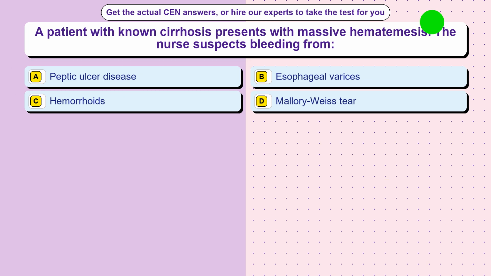Question 49. A patient with known cirrhosis presents with massive hematemesis. The nurse suspects bleeding from: Option A, peptic ulcer disease. Option B, esophageal varices. Option C, hemorrhoids. Option D, Mallory-Weiss tear.